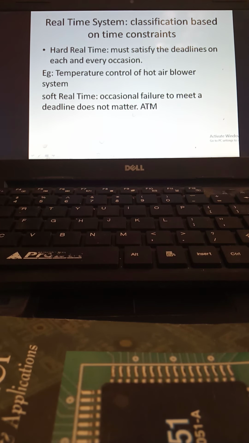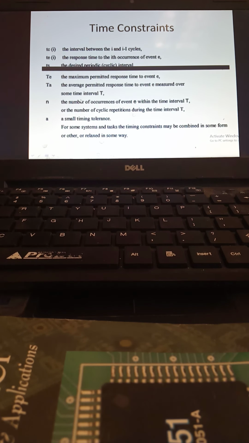Assume that it works almost all the time, but once or twice if it fails, nothing will happen. No much effect will happen. Such a system is called a soft real-time system. Now, let us see how the time constraints are met.